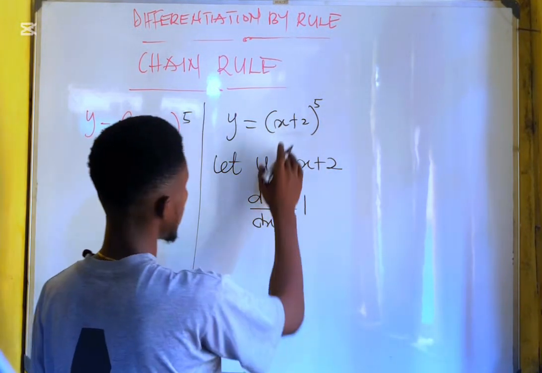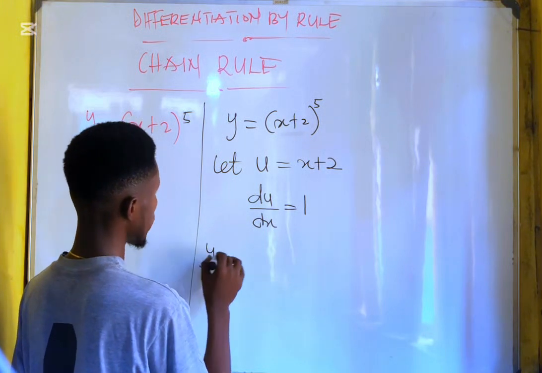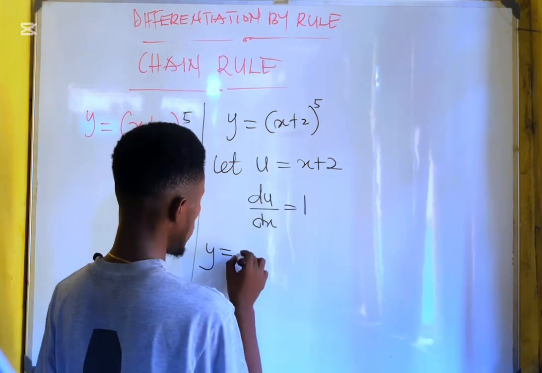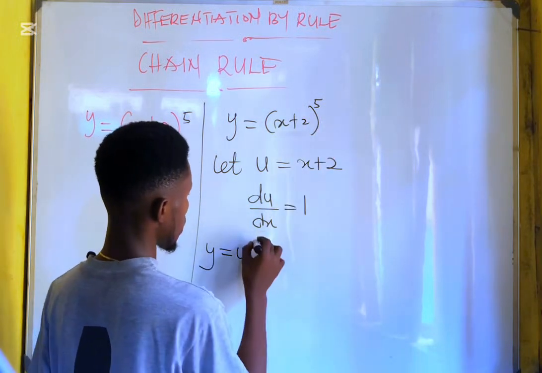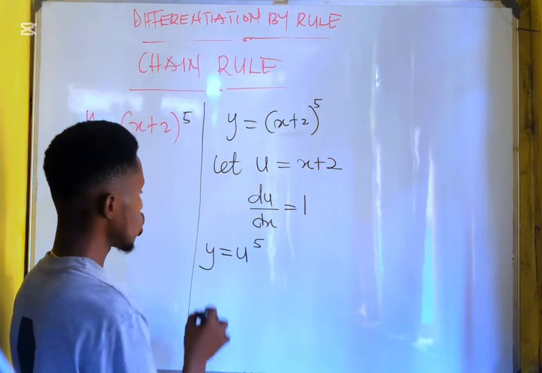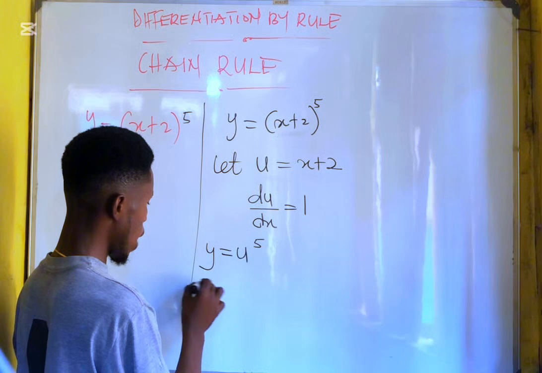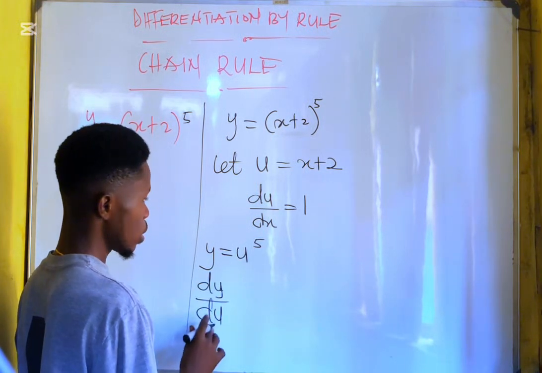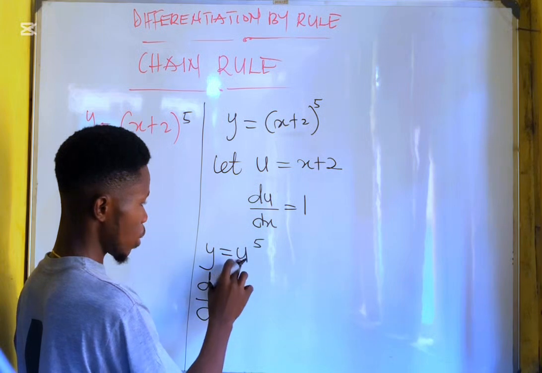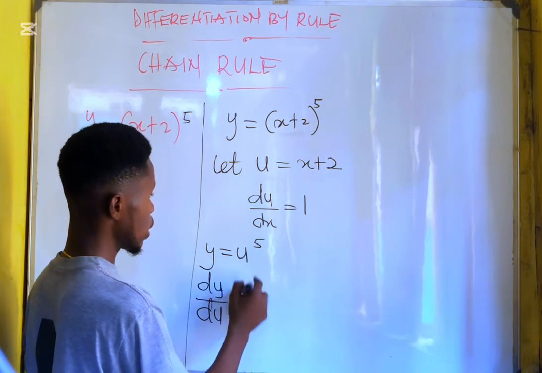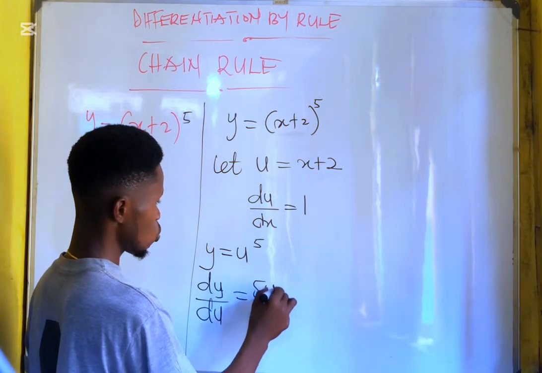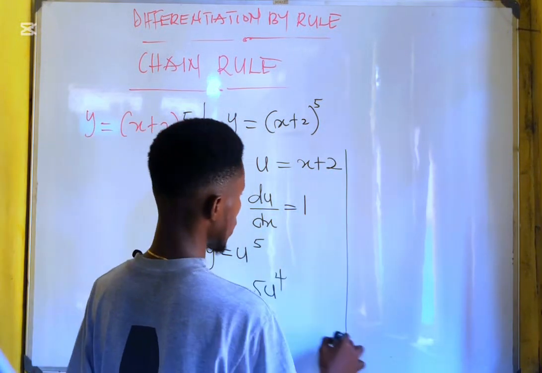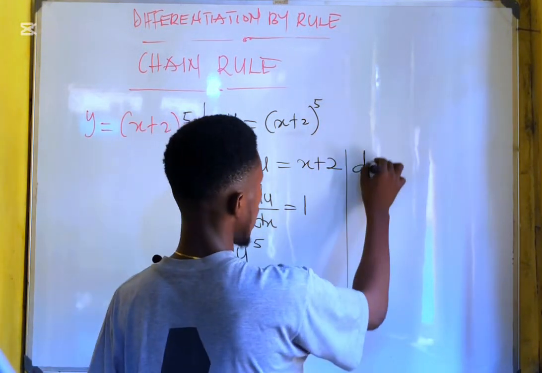Now, if I bring my y, this x plus 2 here is now u. So I'll replace it here by u. Remember there's power 5 here. So here, this is dy with respect to what? u. So the dependent over the independent. That's how it is done. So here will be 5u to the power what? 4.